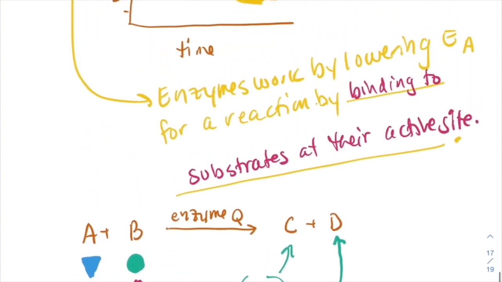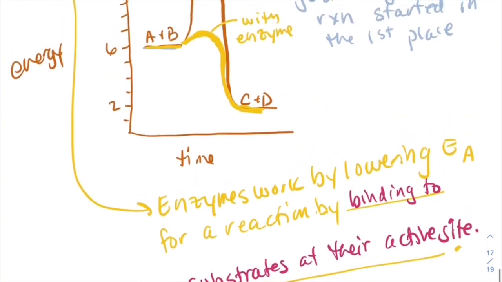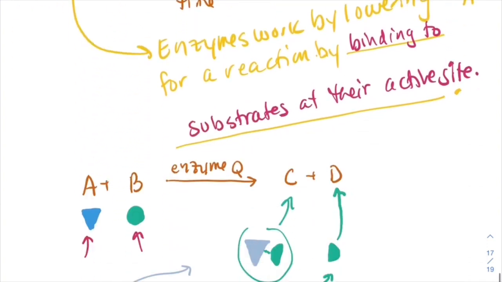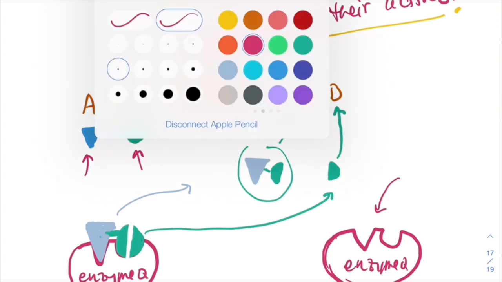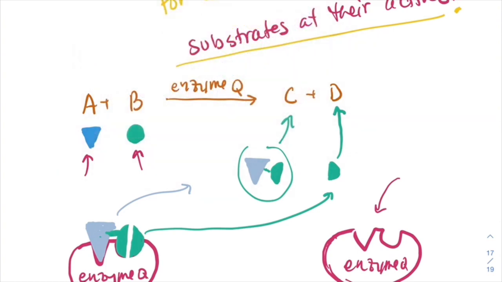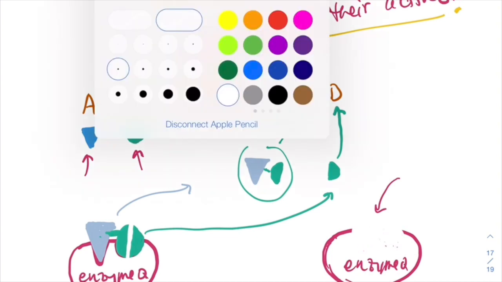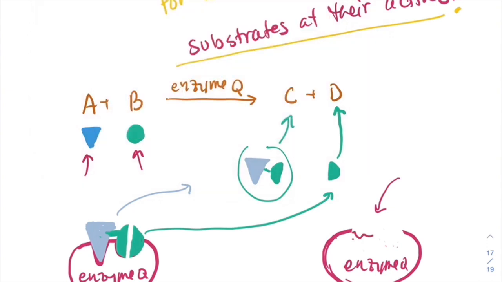So they work by lowering the energy of activation for a reaction by binding to substrates at their active site. And can you imagine if something happened to that active site, if the site got messed up? Like what if something happened to this enzyme and its active site ended up looking like this? That does not look like it's going to bind to a triangle and a ball. Not going to happen. And we'll talk about that next time, what happens when enzymes lose their shape and how they lose their shape.